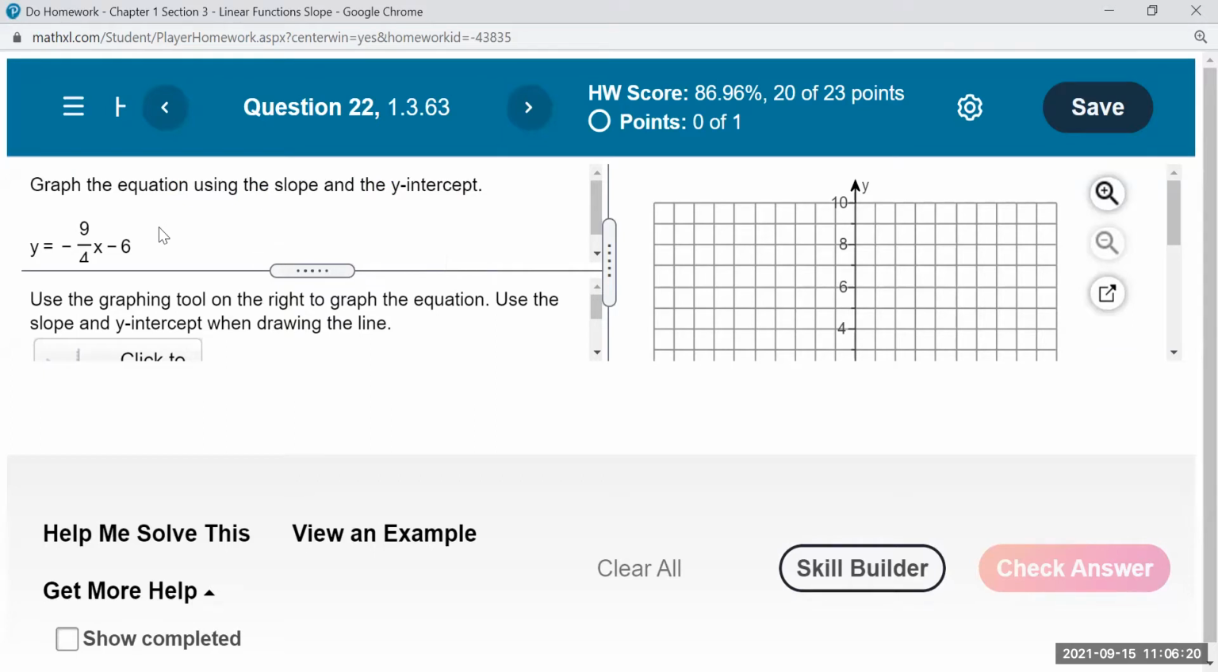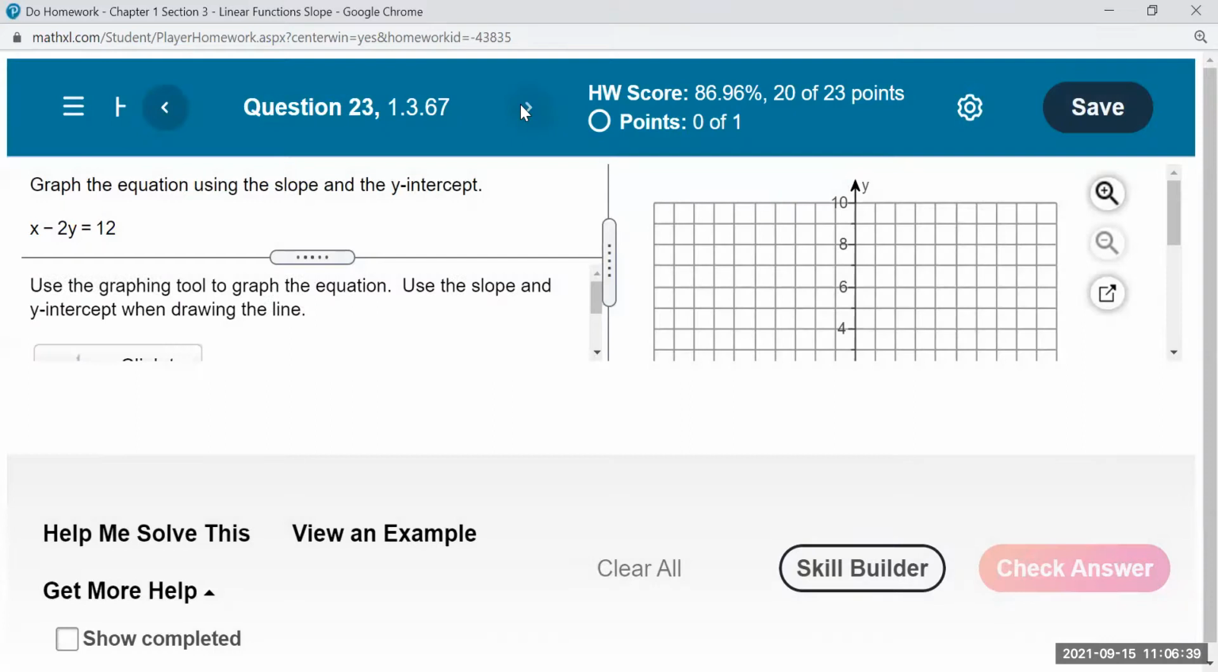Is everybody okay with graphing these equations? Plot the y-intercept, and from that point, this is negative. The negative always goes to the top number. So from this number, we go down 9 spaces and to the right 4. Plot a point, connect the dots. And this one, same thing. Solve for y, plot the points.